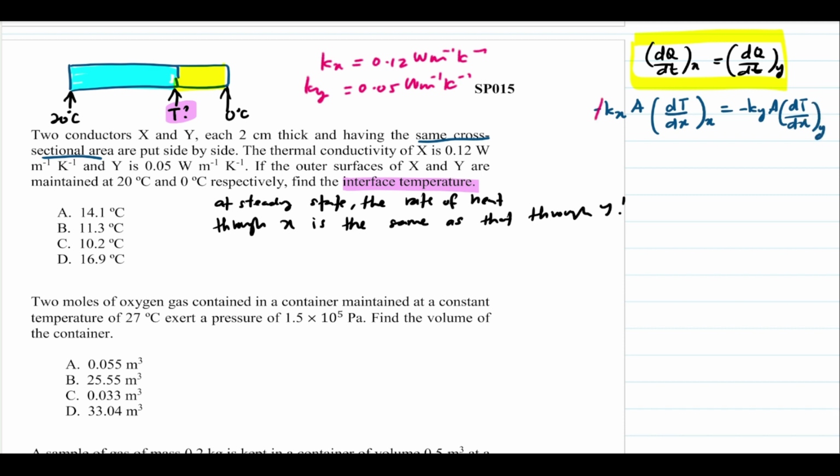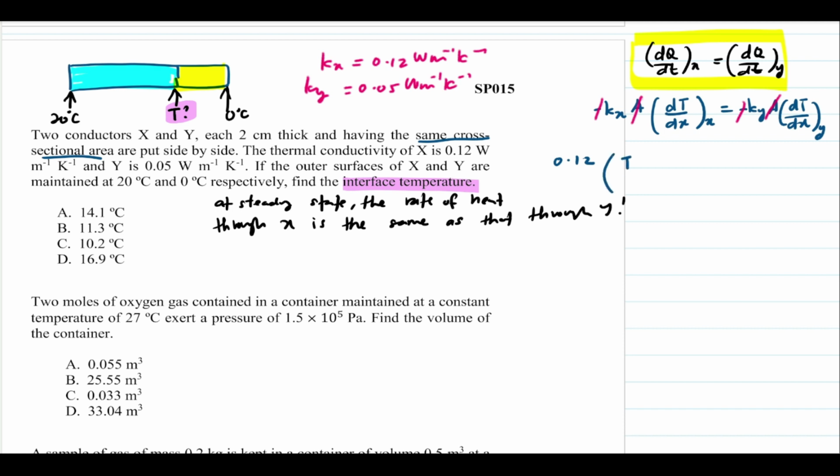So, yang kita boleh cancel negatif dan juga area. Okay, so the tricky part is make sure dT, the change of temperature, you tahu mana yang final, mana yang initial. So, kalau Kx saya masukkan teruslah 0.12, saya nak guna color lain lah. 0.12. dT untuk X, T final dia adalah T.